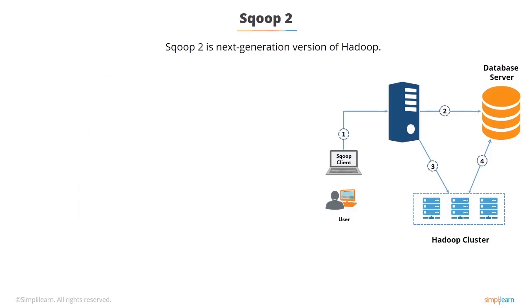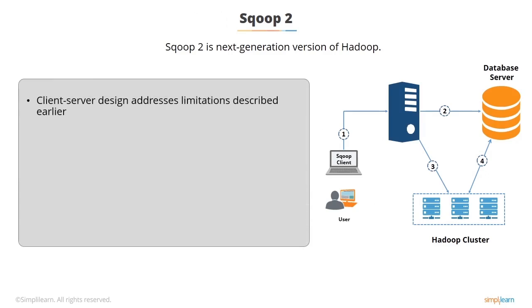Sqoop 2 is the next generation version of Sqoop. Following are the advanced features when compared to Sqoop. Client-server design addresses limitations described earlier. API changes also simplify development of other Sqoop connectors. Client requires connectivity only to the Sqoop server.